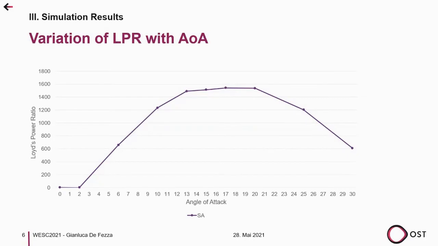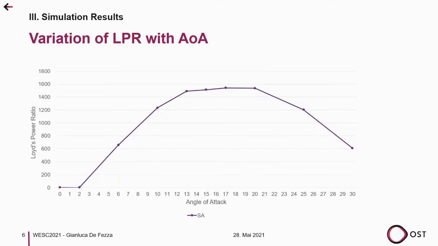Now I come to the simulation results. I start with the variation of LPR with the angle of attack. An angle of attack range from 0 to 30 degrees, and a Reynolds number of 1 million was tested. It can be easily seen that the best range of LPR is from 15 to 20 degrees. And for that, this range had to be analyzed in more detail.